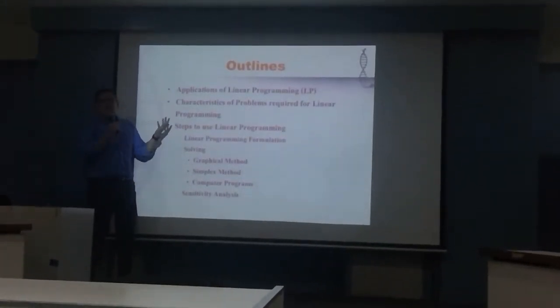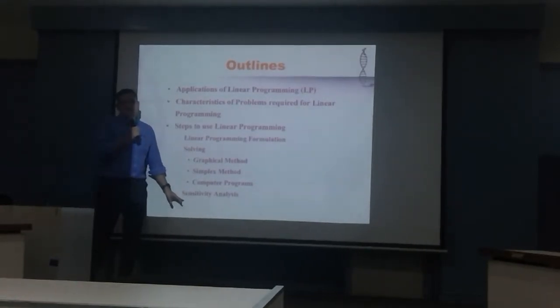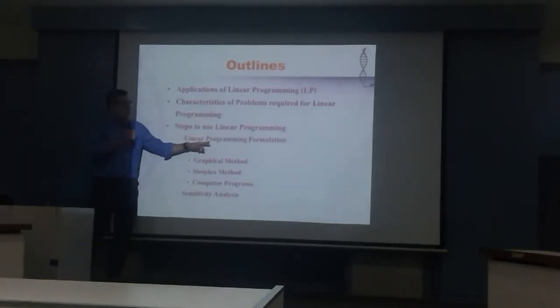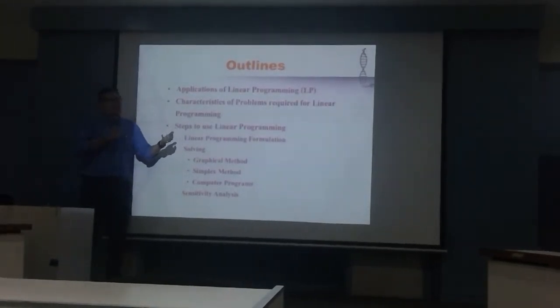Actually, it consists of 3 parts. The first part is linear programming formulation, then followed by solving for the answer, and the last one is sensitivity analysis. So the very first part is linear programming formulation. This is the most important one. Because if you cannot formulate the problem, let's say for us a business problem, into the linear programming model, you cannot do the next step, which is solving and finding the answer.